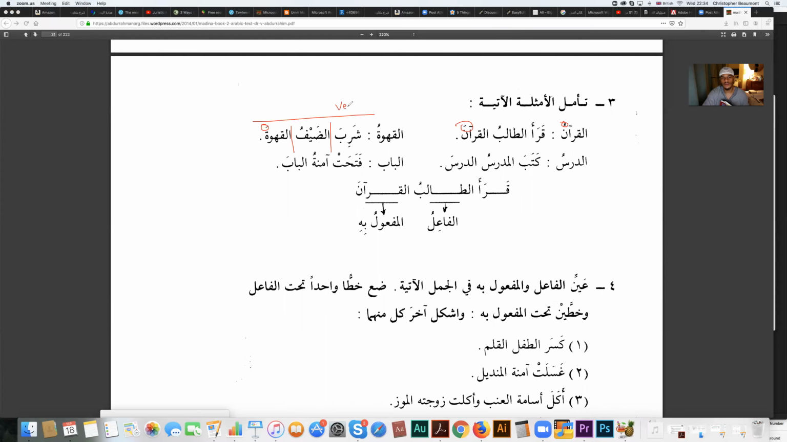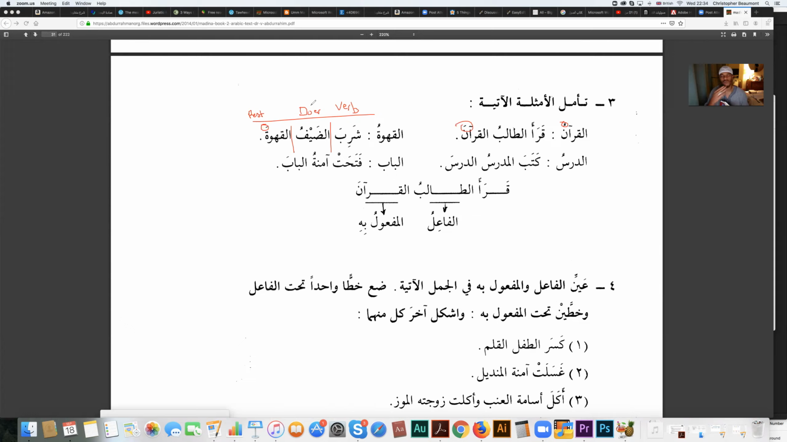Guys, if we put it in a table like this, we've got the verb. This is the common way that a verbal sentence will come. And then we've got the doer, I'm going to call it the doer. And then we've got the rest of the sentence. You with me? Yeah.